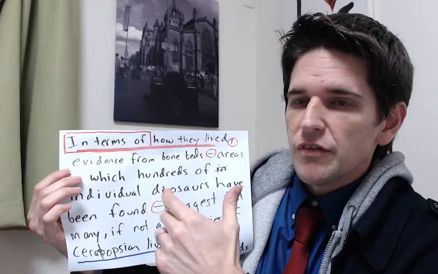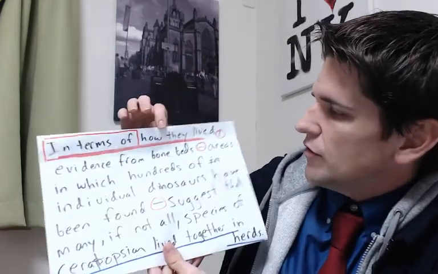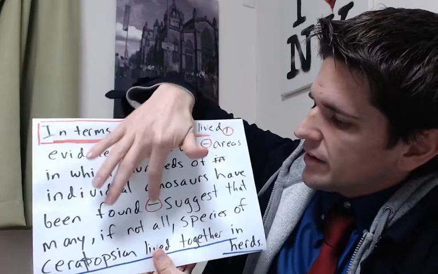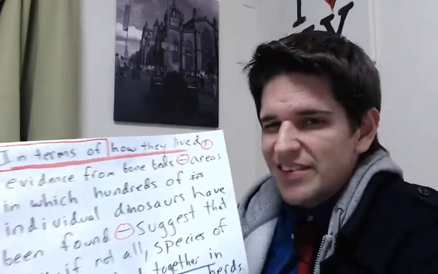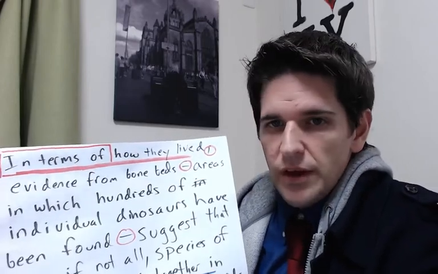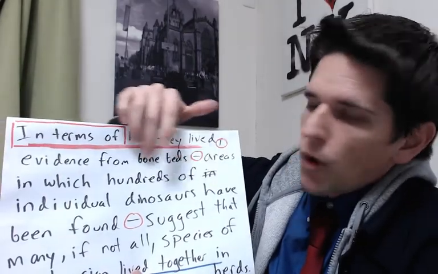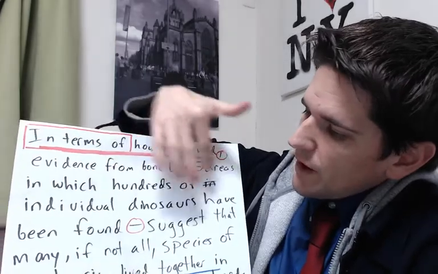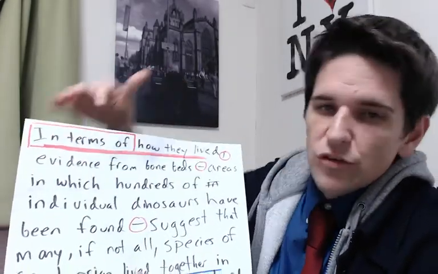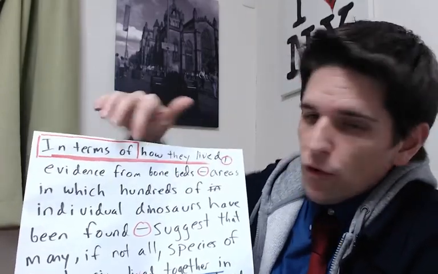"In terms of how they lived, evidence from bone beds" — okay, so "they" is referring to something in the previous sentence. In terms of how they lived, and then you see these two hyphens here. These hyphens are extra information. It's not really necessary. They're just adding detail, adding some information to this word "bone beds": areas in which hundreds of individual dinosaurs have been found. So this has nothing to do with the topic, with the main idea. This is just talking about bone beds.